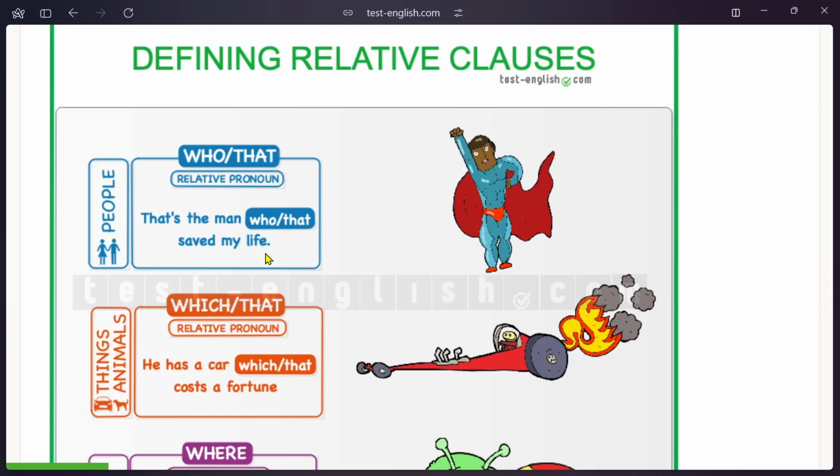You're going to see later other types of relative clauses that go between commas. They are separated by commas. Okay? So this one, you should not put a comma over here. So pay attention to the commas in this topic. Okay? That is the man who saved my life. One whole thing, okay? Without commas.